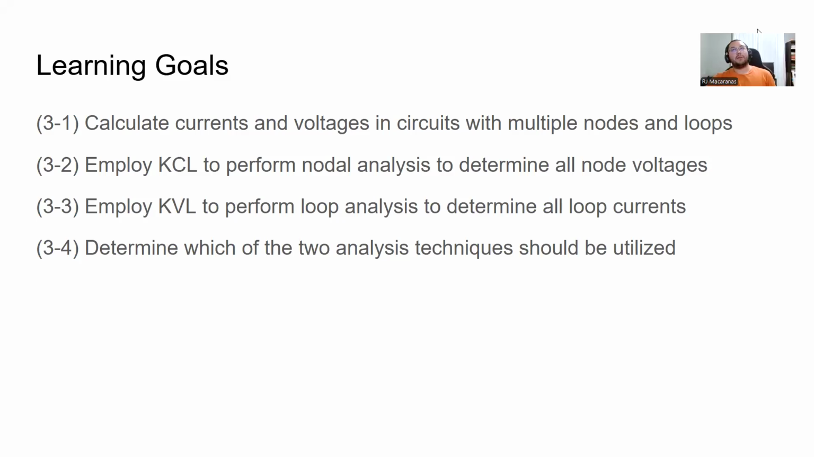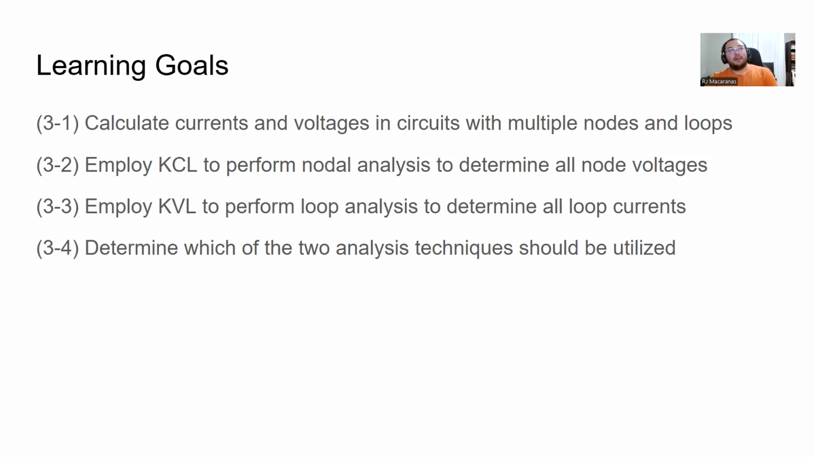So here are the learning goals. 3-1, calculating currents and voltages in circuits with multiple nodes and multiple loops. We kind of covered that in those other two examples, but we're going to formally define these multiple node and multiple loop circuits, and look at an easier way to analyze them, because it can take a lot of effort if you don't have these formal algorithms in place.